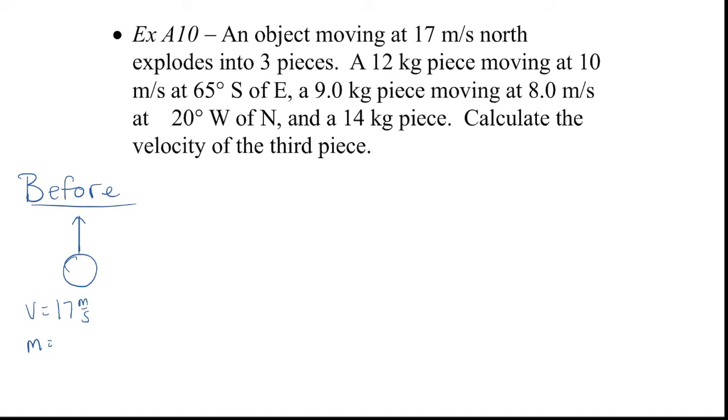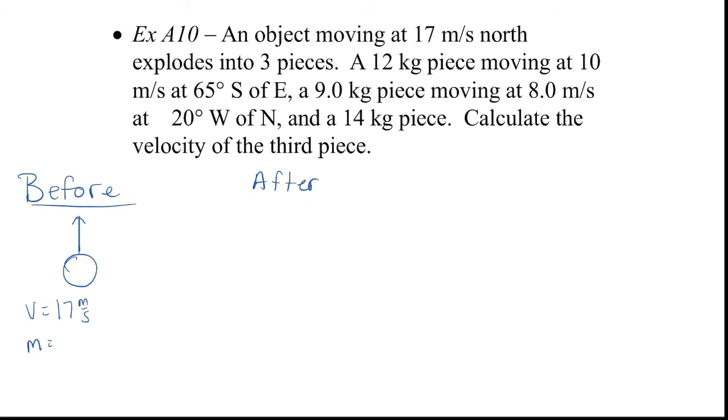Okay, afterwards, we have a 12 kilogram piece moving at 10 meters per second, 65 degrees south of east. Then a 9 kilogram piece moving 8 meters per second at 20 degrees west of north. And then a 14 kilogram piece, and we don't know the velocity of that third piece.